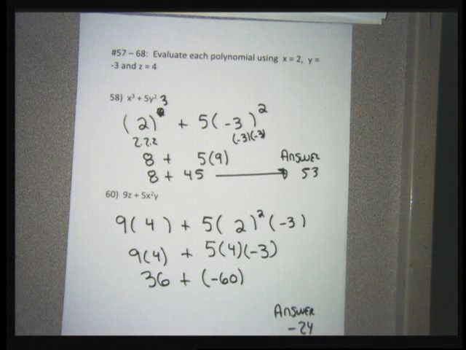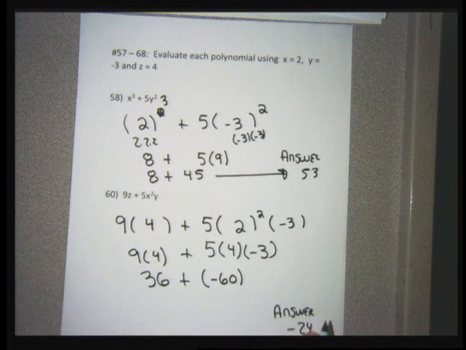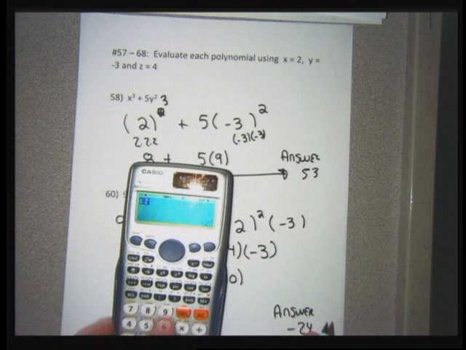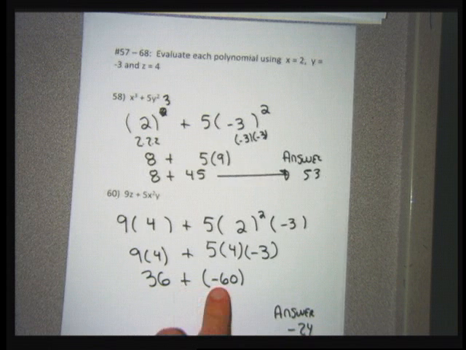So I get 36 plus negative 60. I'm adding numbers with opposite signs, so I'm really subtracting. 36 plus negative 60 is negative 24. And notice I instinctively put a parentheses when I have 2 signs next to each other.